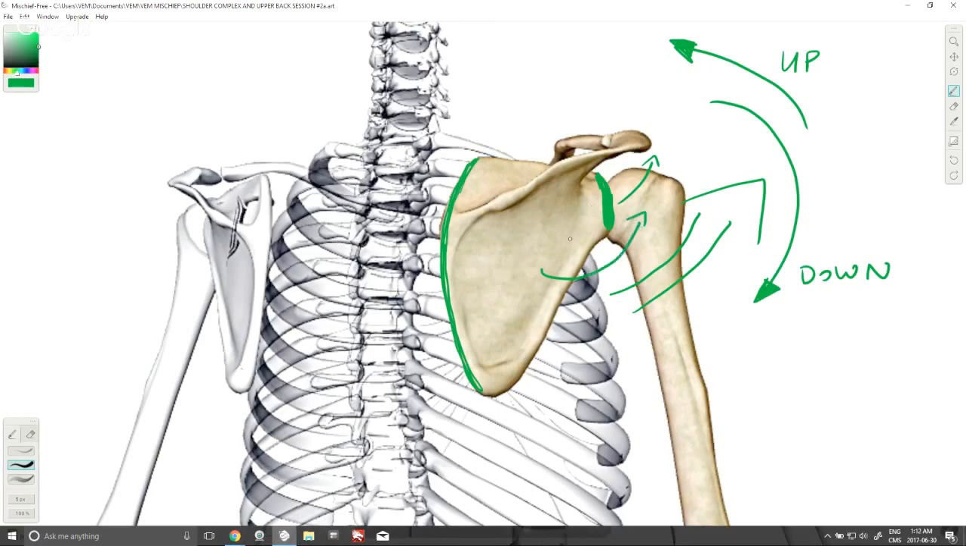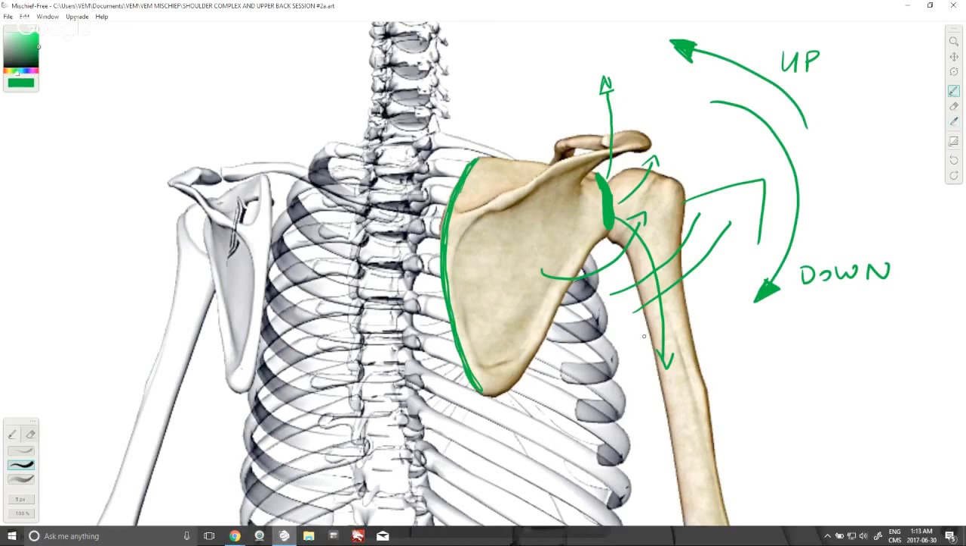So the shoulder blade is tilting in this direction where the joint surface is going closer towards the ceiling. That's upward rotation. When the joint surface is tilting backwards, right, so going closer towards the ground, that's downward rotation. So in this particular case, the two main functions of the serratus anterior are protraction, so that's moving the shoulder blade towards the front, and upward rotation, right?